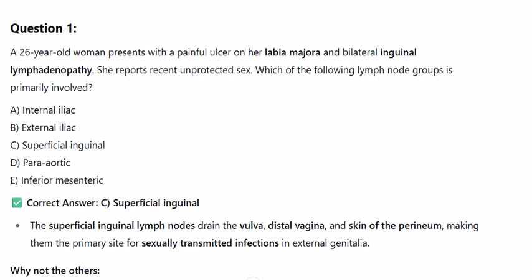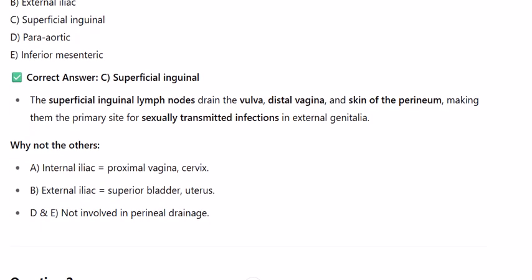The superficial inguinal lymph nodes drain the vulva, distal vagina, and skin of the perineum, making them the primary site for sexually transmitted infections in external genitalia. Why not the others? A. Internal iliac equals proximal vagina, cervix. B. External iliac equals superior bladder, uterus. D and E. Not involved in perineal drainage.